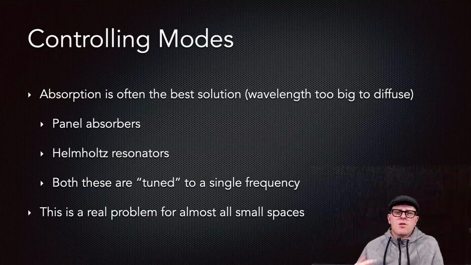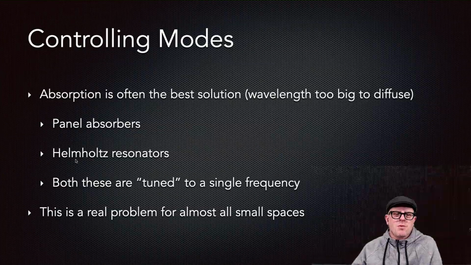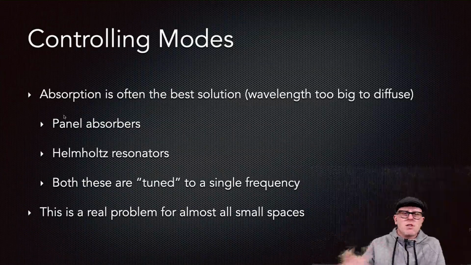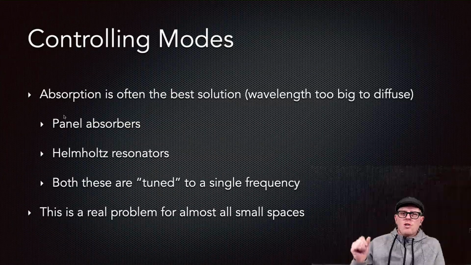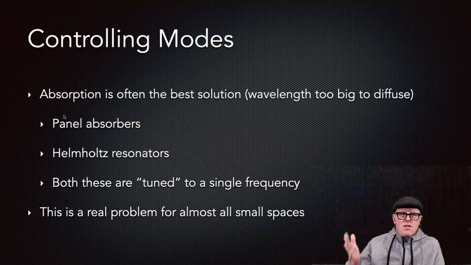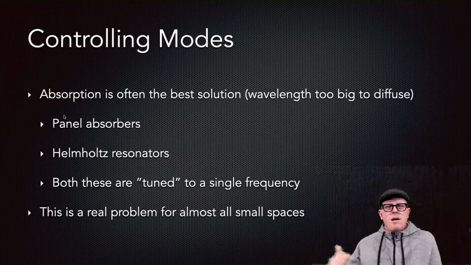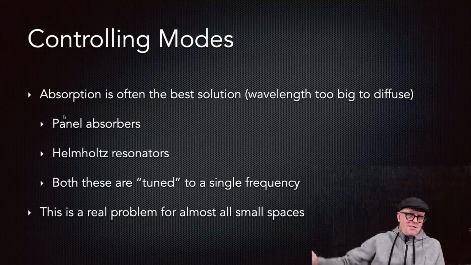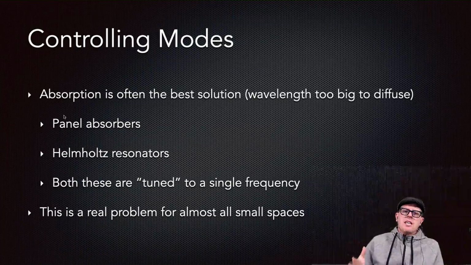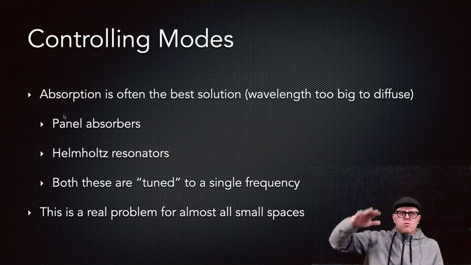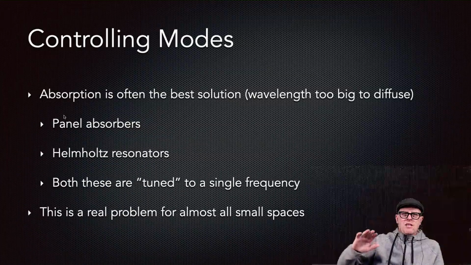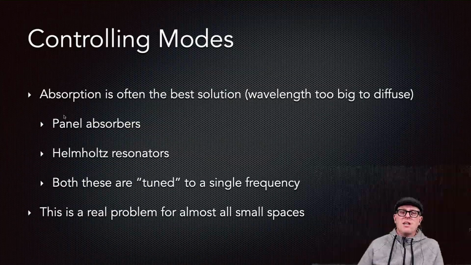So what we have to do is use tuned absorbers, so the panel absorbers or Helmholtz resonators. You basically figure out the room modes, and then you develop an absorber, like a diaphragmatic absorber, based off of that room mode, and you put it up in that axis. What it does is it damps down those room modes and absorbs them so that it basically controls those room modes. It's hard, but it works pretty well.